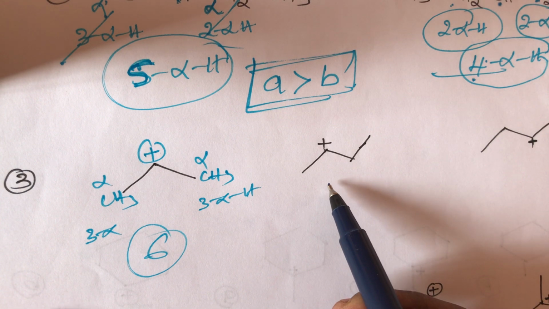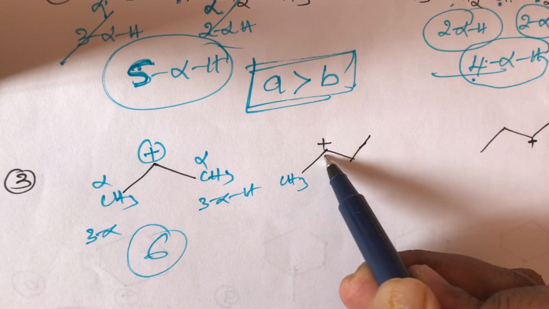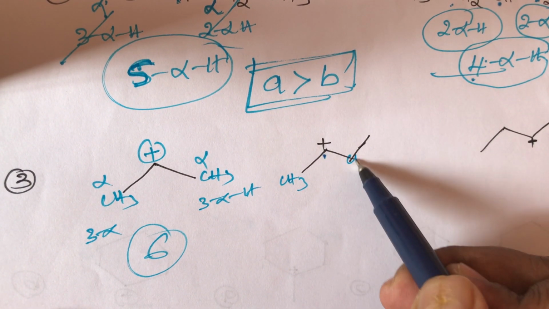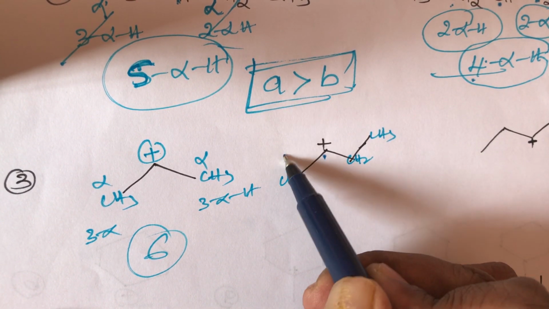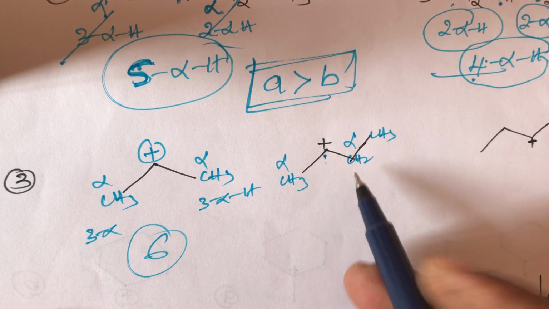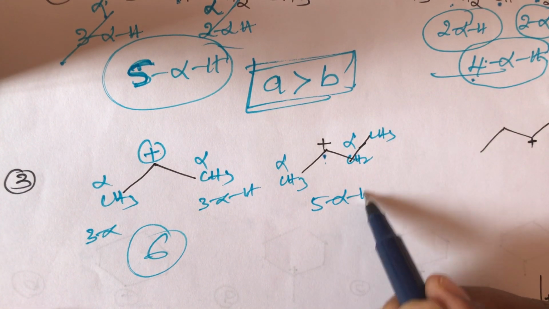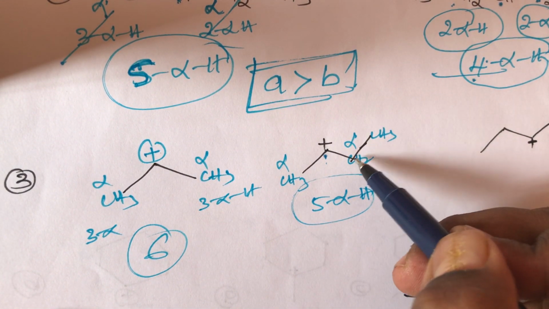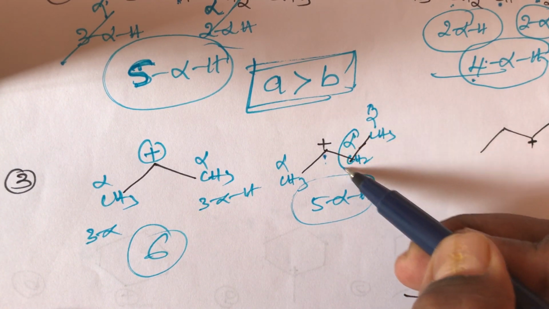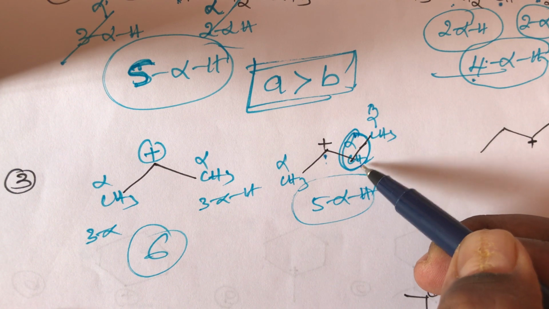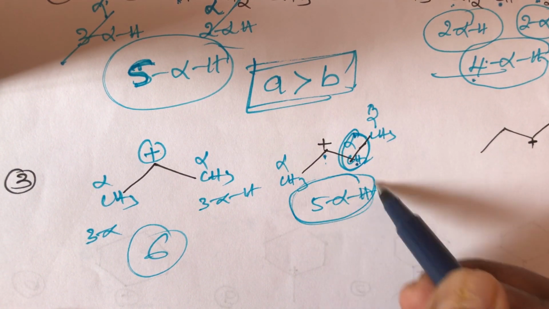And the second one is CH3, a secondary carbocation: CH3, CH2, then CH3. On the left-hand side there is 1 alpha carbon, and on the right-hand side 1 alpha carbon. On the right-hand side there is an alpha carbon and a beta carbon, and we take only the alpha carbon. This alpha carbon has only 2 hydrogens, so in total 5 alpha hydrogens.